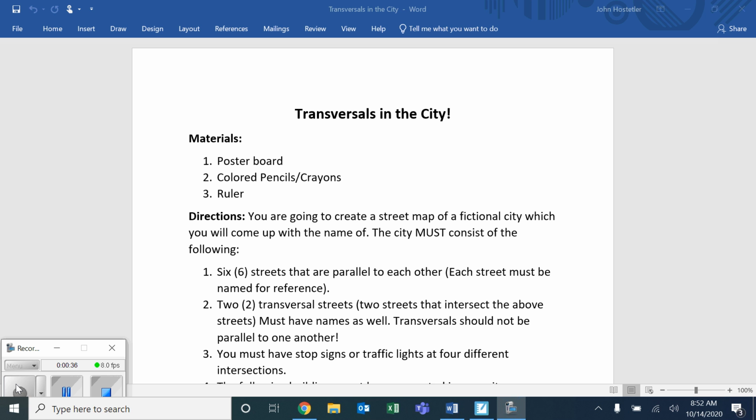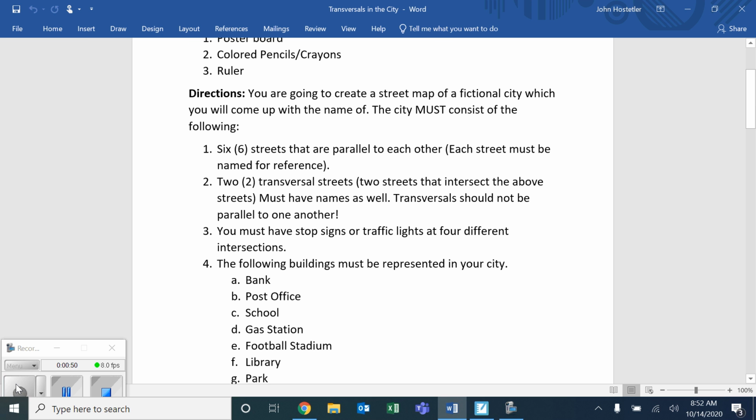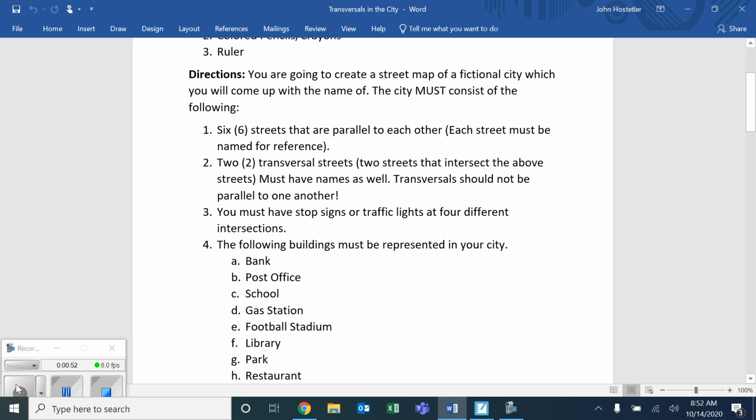That's fine. You need to have 2 transversal streets which intersect the above streets. They have to have names as well, and the transversals should not be parallel to one another. And I'll show you that in just a second. You have to have stop signs or traffic lights at 4 different intersections. If you have more than 4 intersections, you are cool with just leaving those as blank, but you need to have some traffic lights or stop signs at 4 of them.